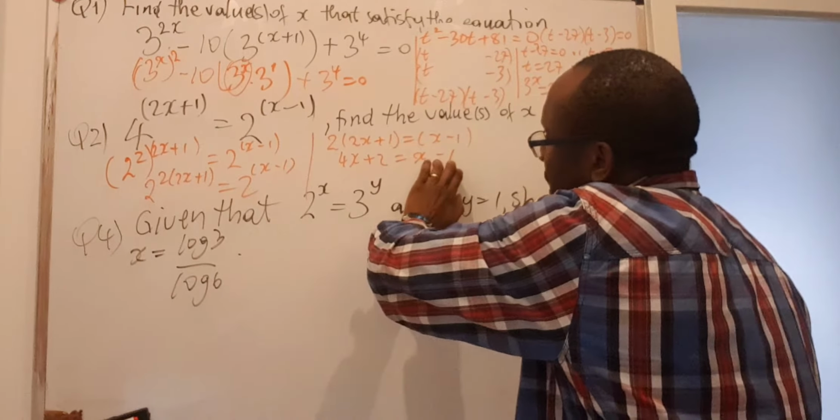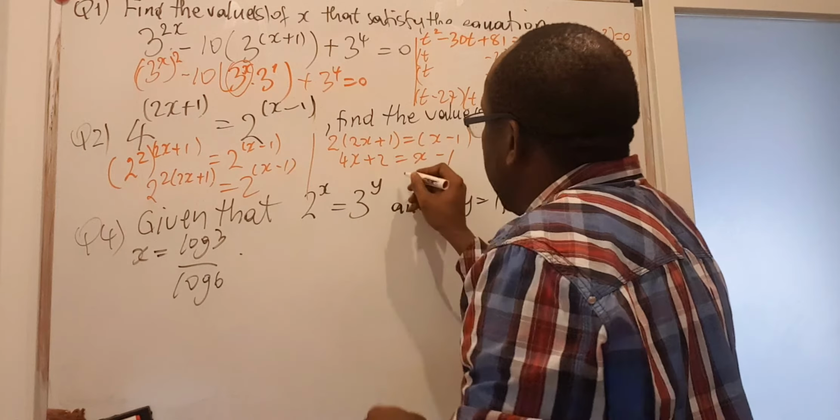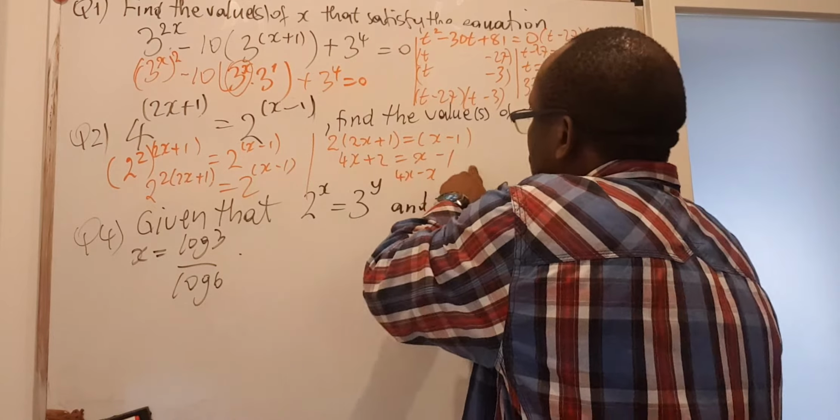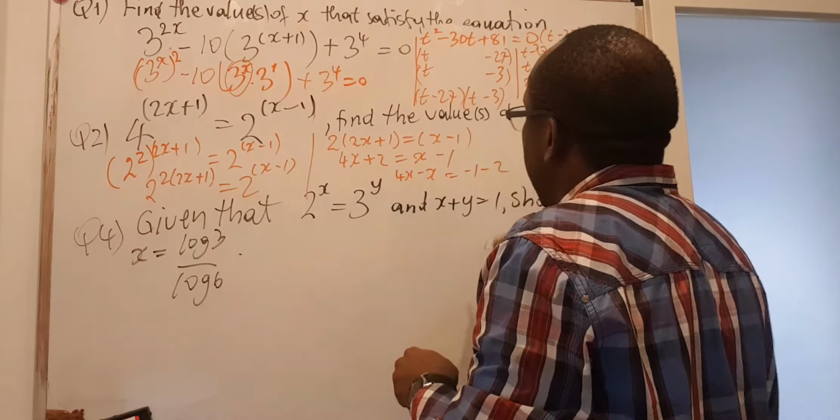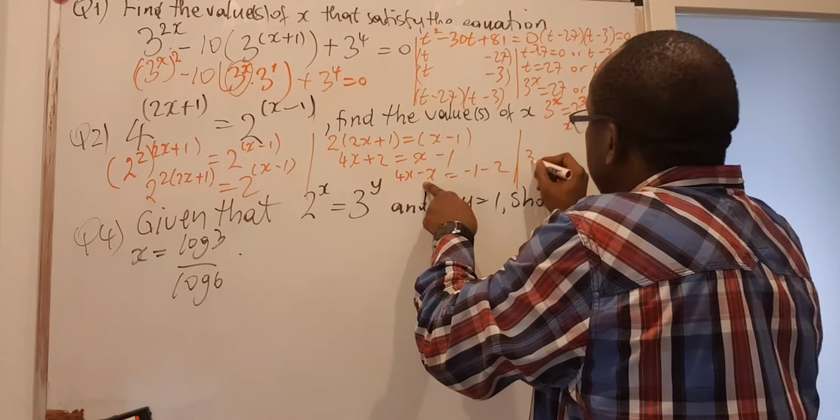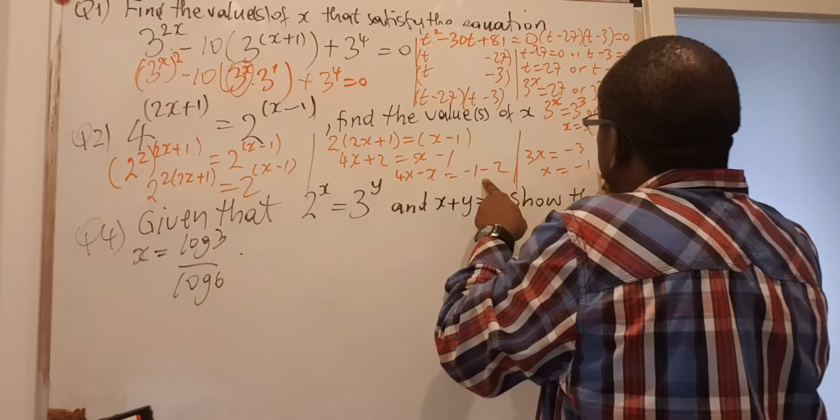It's important to solve for x that we carry everything to our left-hand side. So for example, this x, if it comes here, it becomes 4x minus x. I take this 2 this way. This minus 1 minus 2. So if you check that well, 4x minus x is 3x. And that's equal to minus 3. So here x is equal to minus 1.